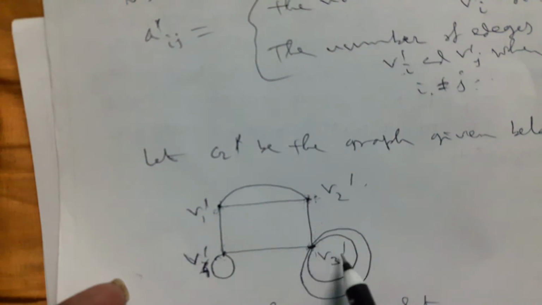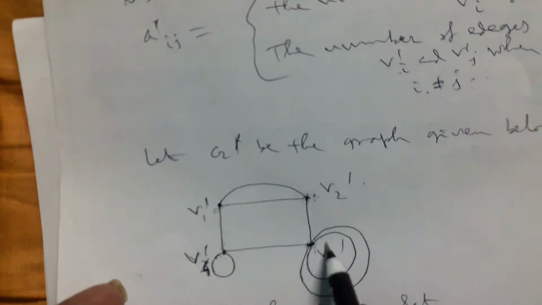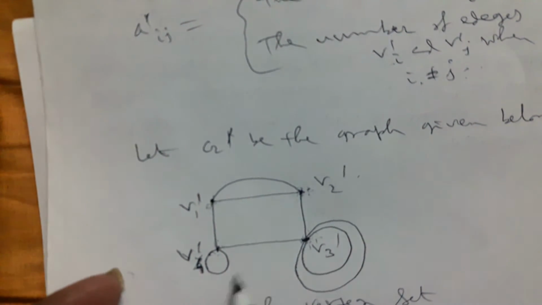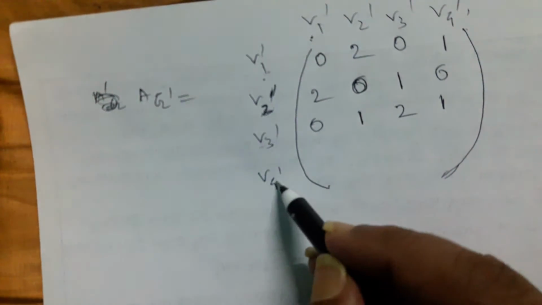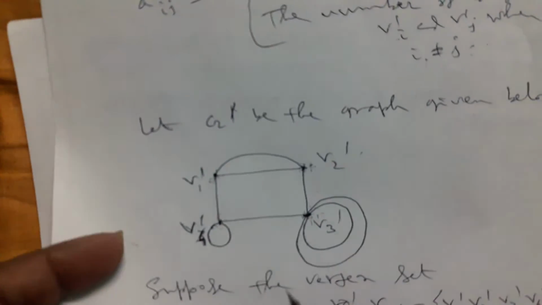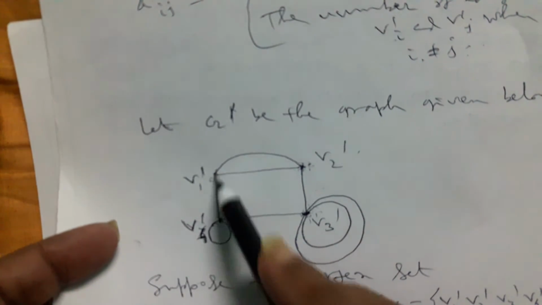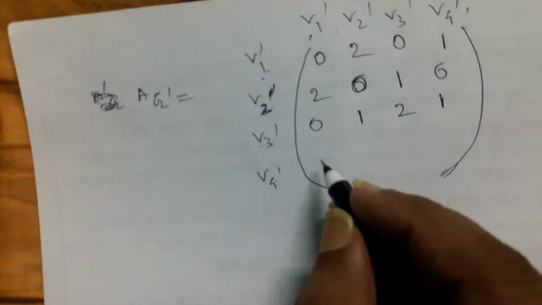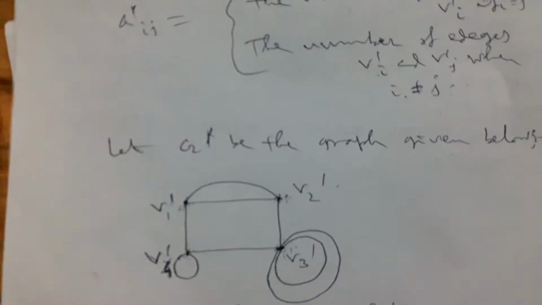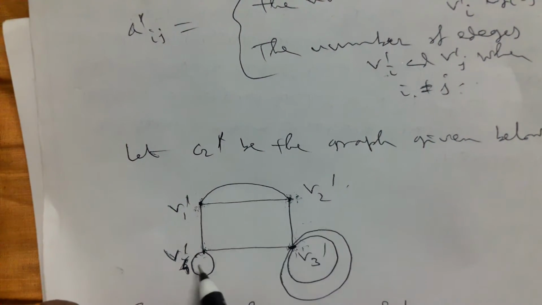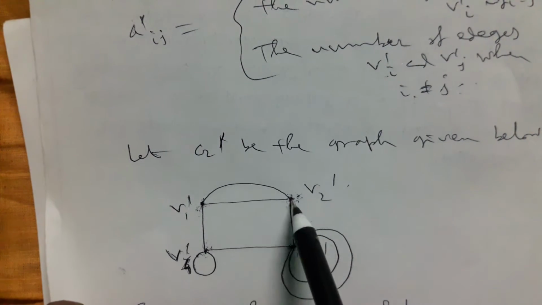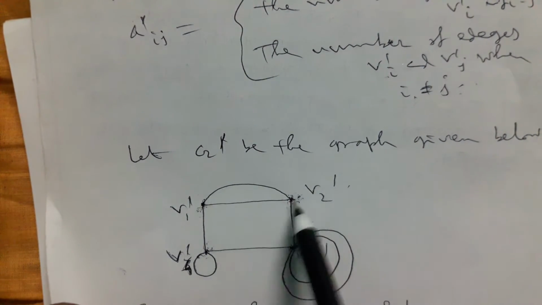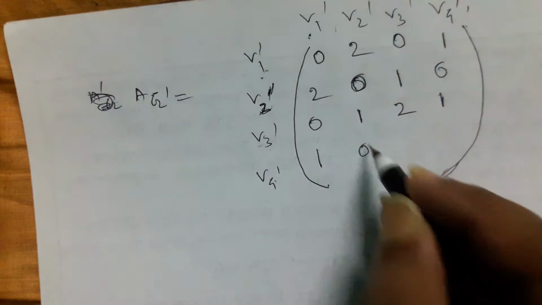V3 dash, V4 dash. Only one edge is there. That's why the result will be 1. Now V4 dash, V1 dash. Same result, one edge is there. So the result will be 1. V4 dash, V2 dash. There will be no connection or incidence of any edges. So that's why the result will be 0.